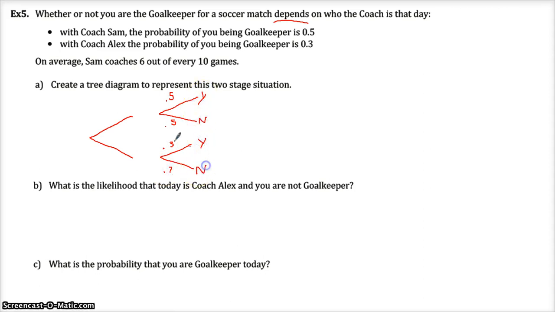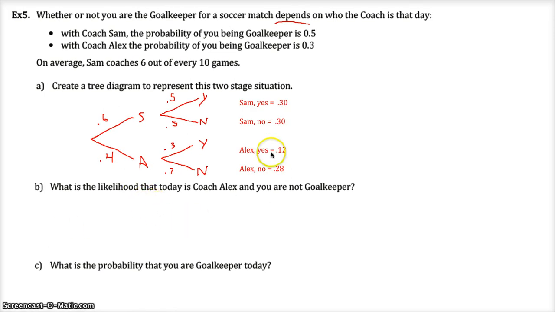And that is dependent upon if it's Sam. Whoops, I guess I should write this over here. That's going to depend on if Sam is the coach or Alex is the coach. And this is 60% of the time, and this is 40% of the time. Okay, then I can finish that. And again, this whole thing adds up to 100%, so life is good.